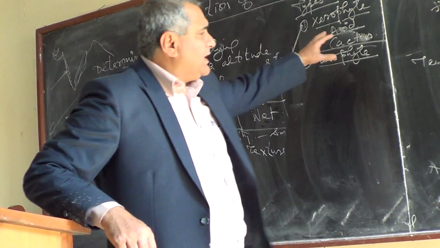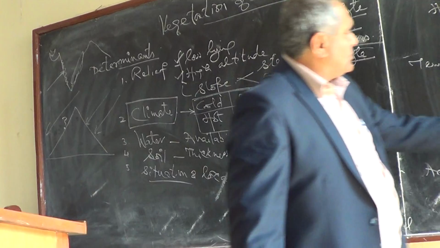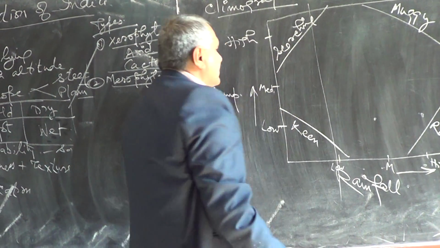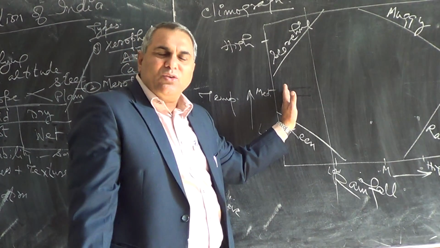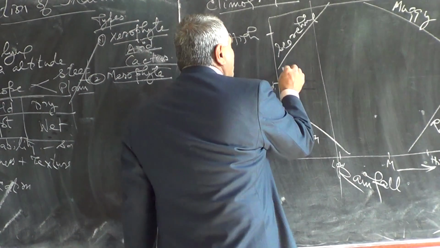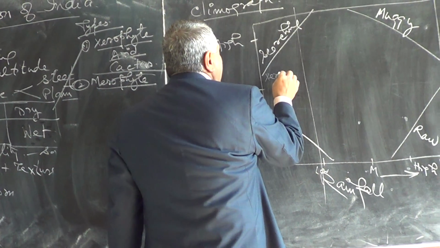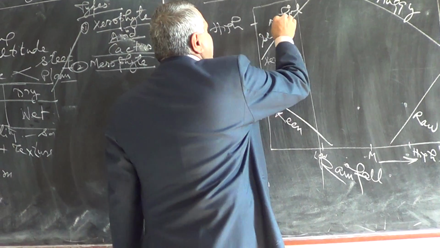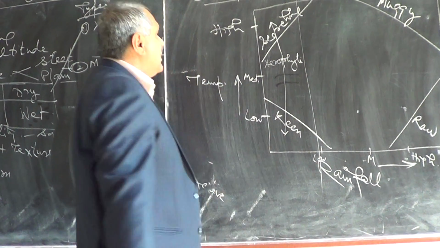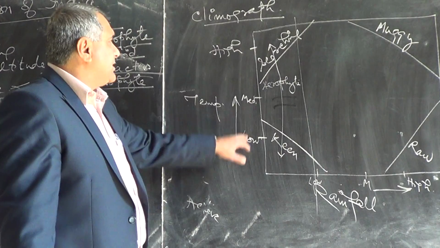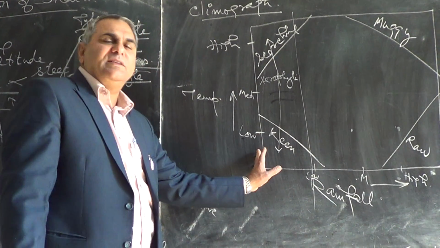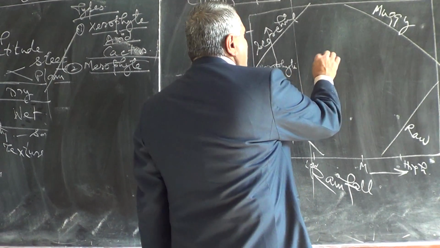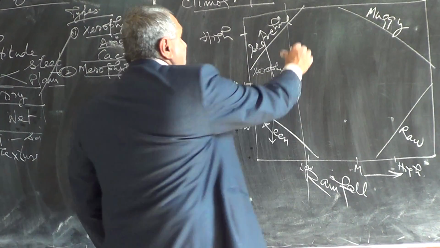So where will xerophyte be found? Xerophyte will be found in this side of the area where the graph is. In this area you will find only xerophyte. So this is the zone of xerophyte. Xerophytes will be found either here or here, whether low temperature or high temperature, but rainfall always remains low.